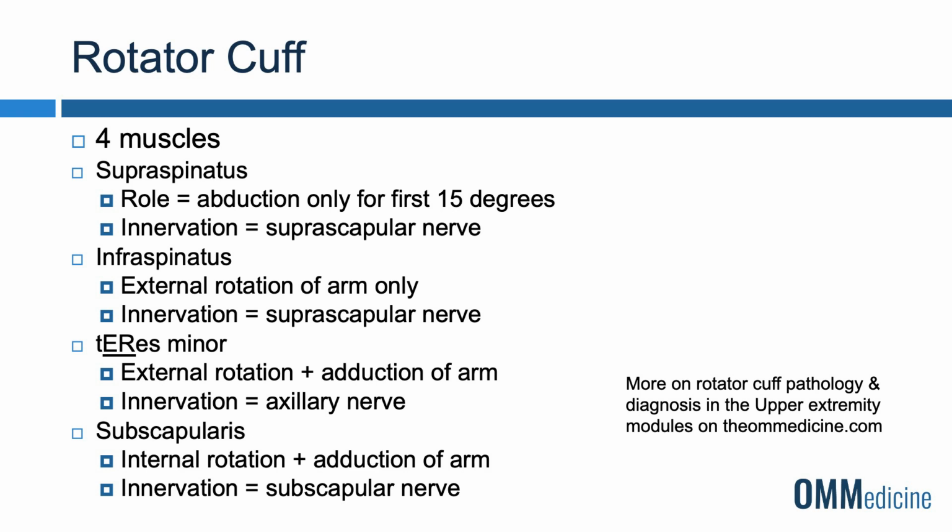The infraspinatus is going to be responsible for external rotation of the arm, as well as teres minor, and you can remember that because there is an ER in teres minor, which stands for external rotation. Teres minor can also perform adduction of the arm the same way that subscapularis can, although it's also important to remember that subscapularis is going to be responsible for internal rotation of the arm as well.